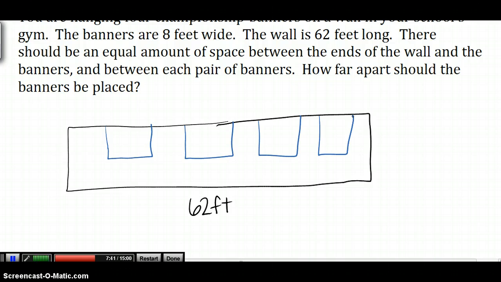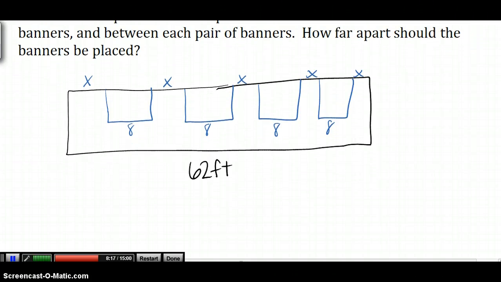And it says the banners are 8 feet, so we'll write that each one of these is 8 feet, and that they have to be evenly spaced. So in between each banner, they have to be the same exact space. So if they're the same exact space, that means they're the same number, which means we can use the same variable for all of them. So I can just put x in all of these spaces, because all of these have to equal the same exact thing. So now we can use this information to come up with a little formula that will help us.